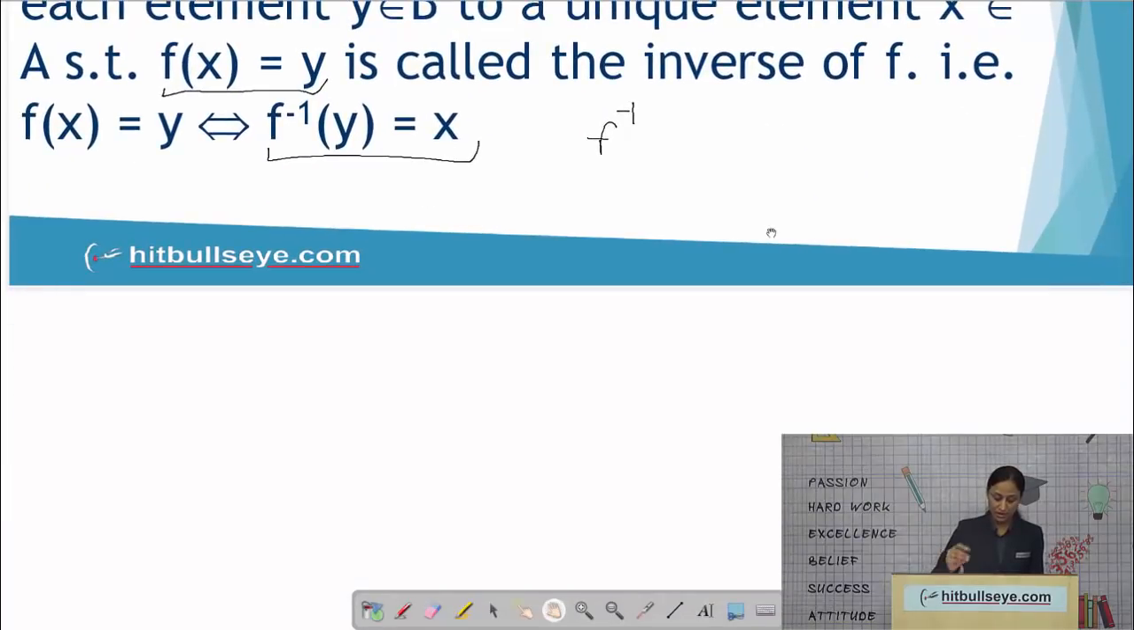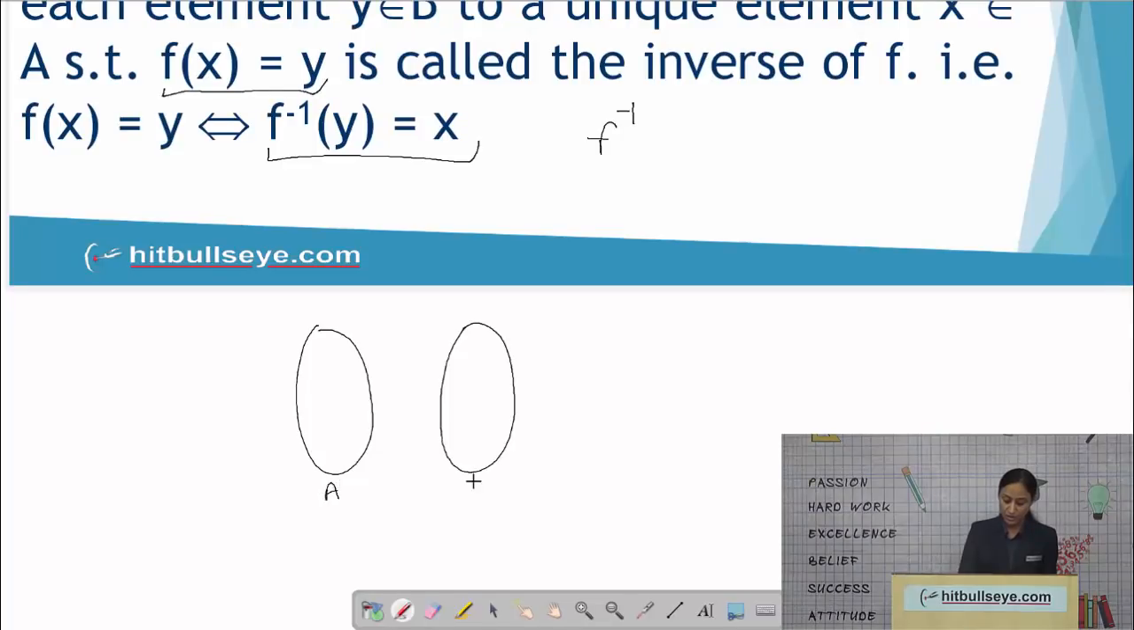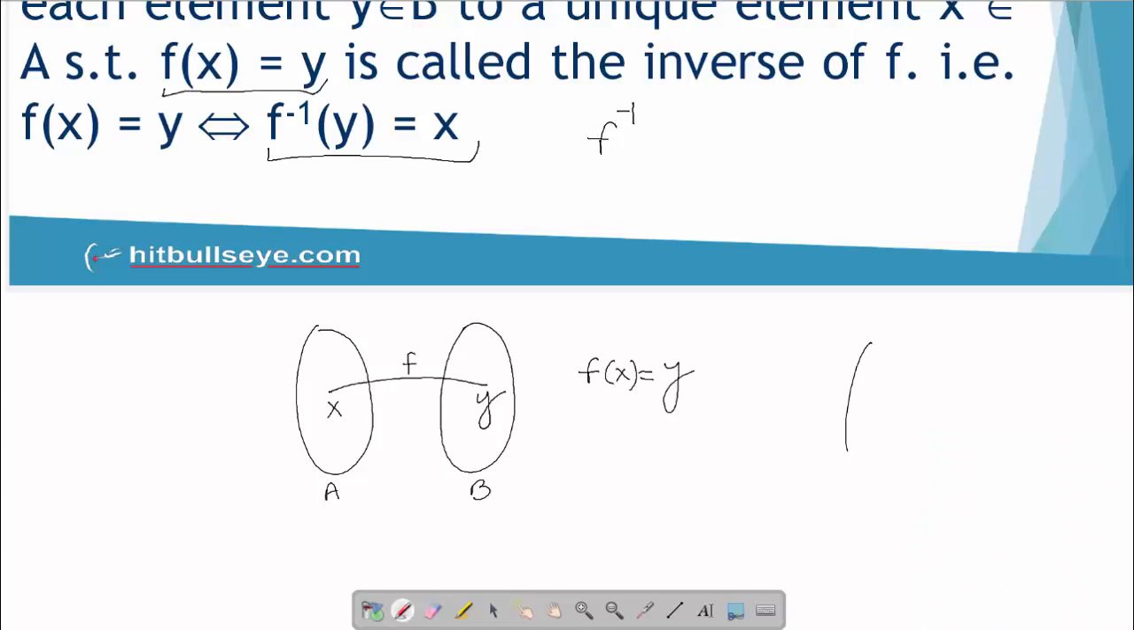Now again, let's understand it graphically. Let us suppose f is a function from the set A to a set B such that it maps the member x to member y. Then we write it as f of x is equal to y. Now the inverse function will map the member y to member x. That is, f inverse of y will be x. So basically we are going in the opposite direction. In f we were going from x to y, relating x to y, and in the inverse mapping we come back from y to x.